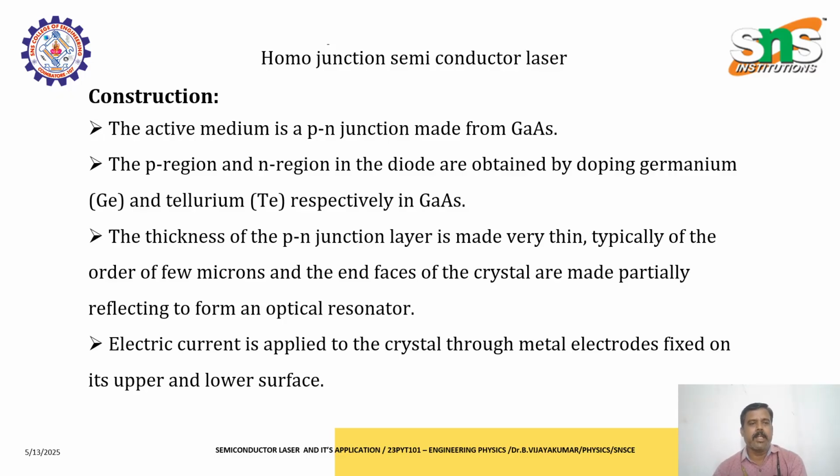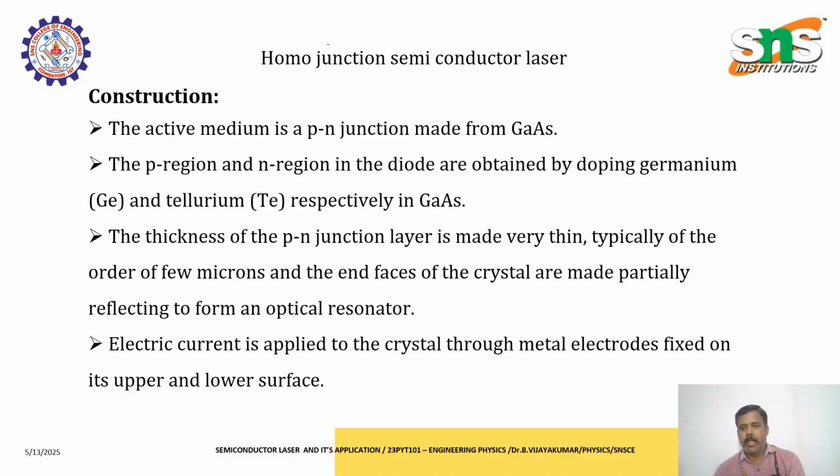For the homojunction semiconductor laser, first we discuss the construction. The active medium is a PN junction diode made up of a semiconducting material, gallium arsenide. The P region and N region in the diode are obtained by doping germanium and tellurium into gallium arsenide. The thickness of the PN junction is very thin, in the range of a few microns. The end faces of the crystal are made partially reflecting to form optical resonators, so the edges of the crystal act as reflectors.